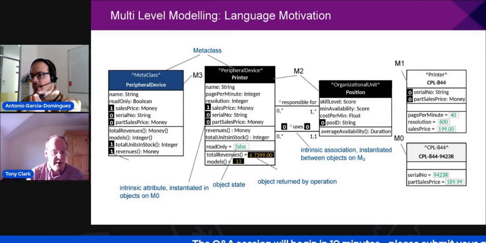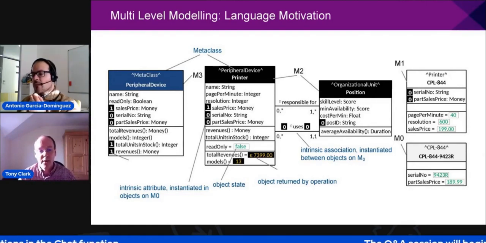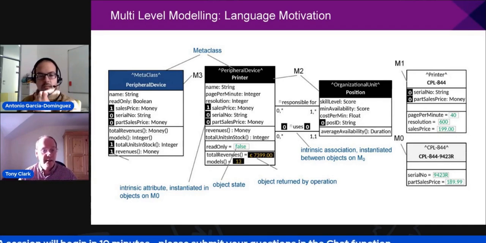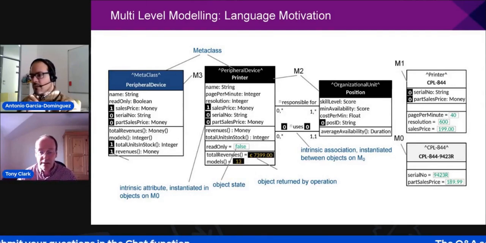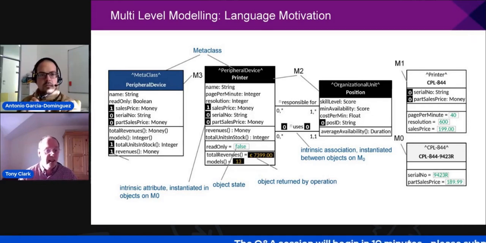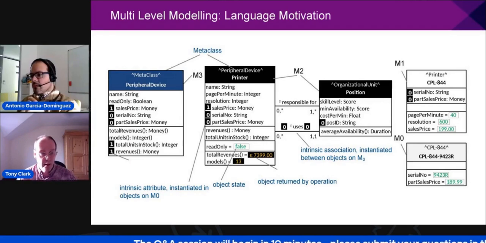It has an intrinsic number attached to it. What that says is that the sales price is a bit of information that only applies when you get to M1. So if we skip through to M1, which is the CPL844, we'll see that CPL844 has a sales price, and that's the sales price of all CPL844s. So we know when we're defining a peripheral device that at M1, which is skipping several levels down, there will be a property that has to have a value. Similarly with serial number and part sales price.